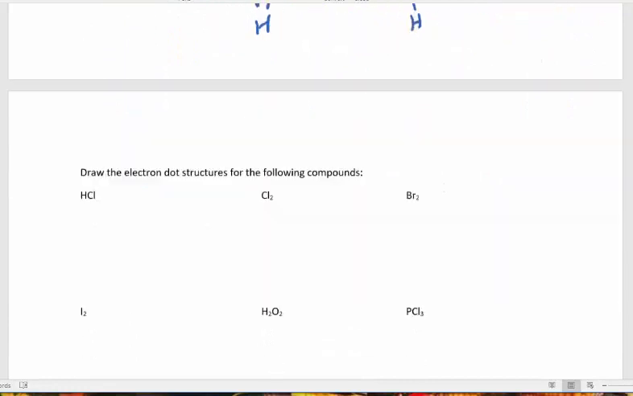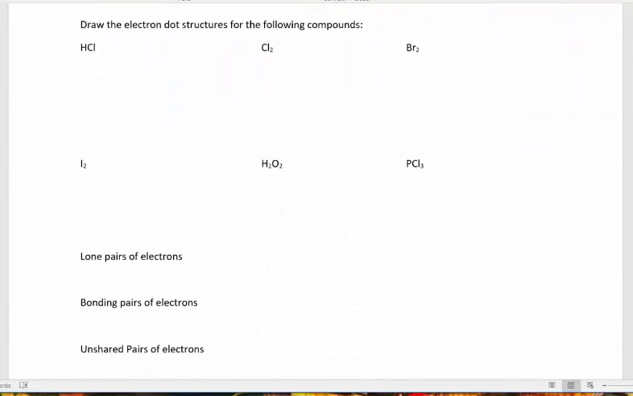Alrighty, let's move on. Let's keep moving so we don't make the video too long. So let's draw some dot structures for the following compounds.